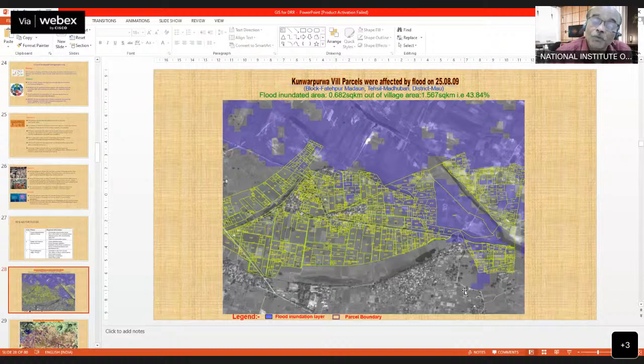Now, if the water remains more than 3 days, the area which is affected by 3 days of inundation, then the crop will be damaged. So you can think of putting the muawja, or the compensation, after the flood, and that will take very less time.